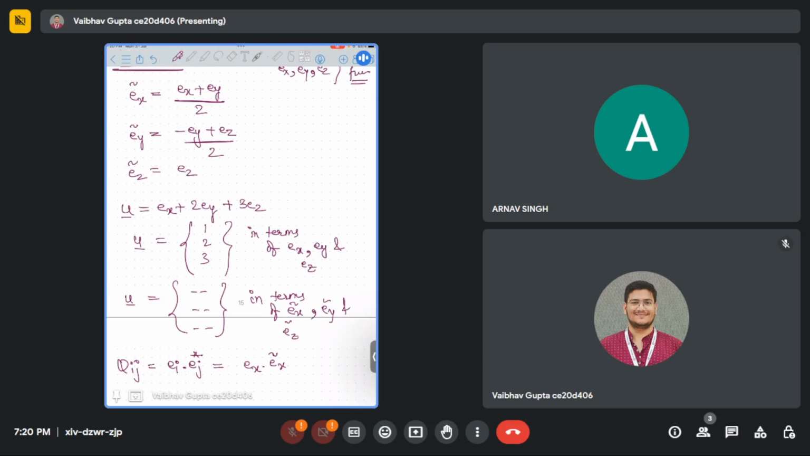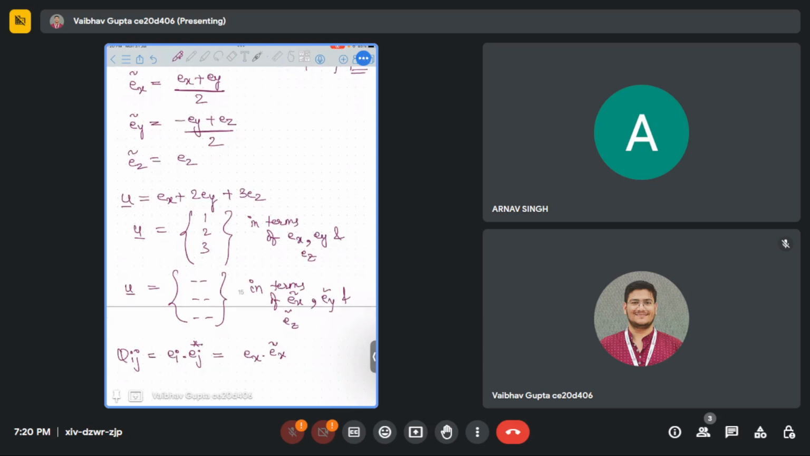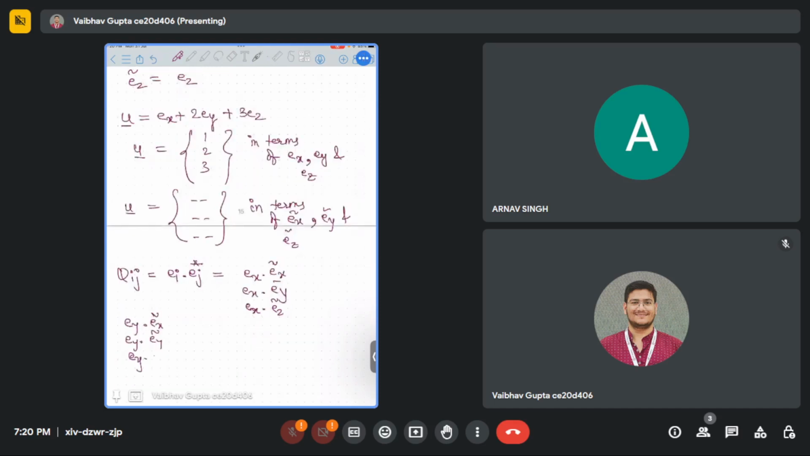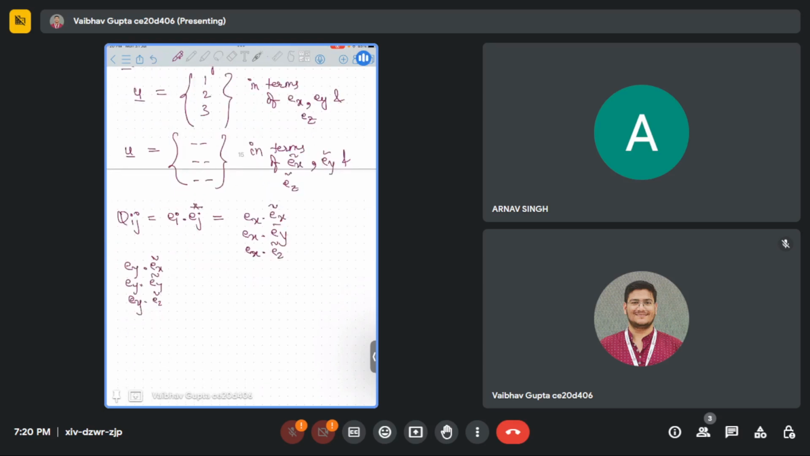So when you do this, it will be Ex dotted with Ey tilde and Ex dotted with Ez tilde. Similarly with all the others: Ey dotted with Ex tilde, Ey dotted with Ey tilde, and Ey dotted with Ez tilde. So we'll make a matrix of Qij.